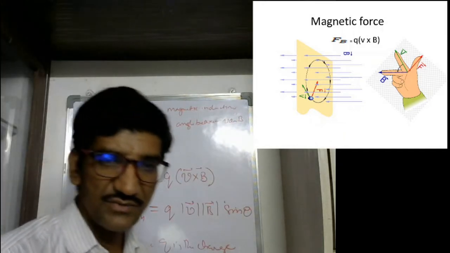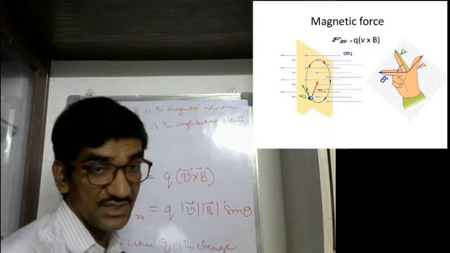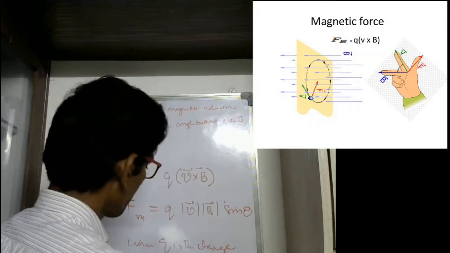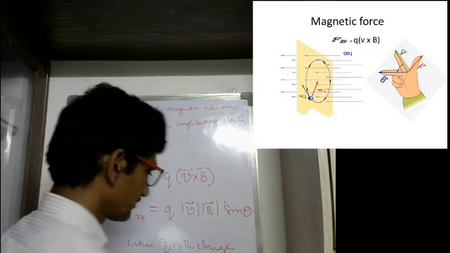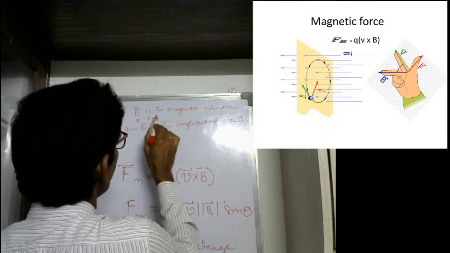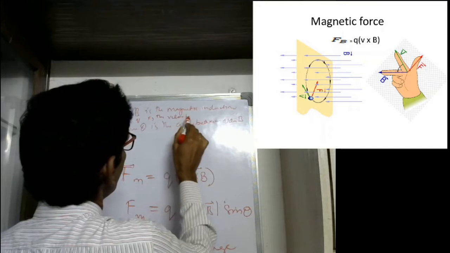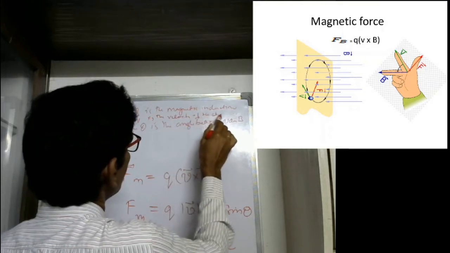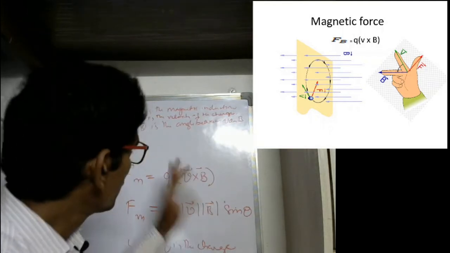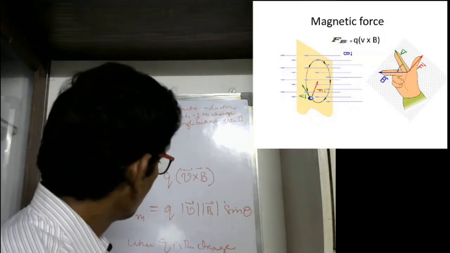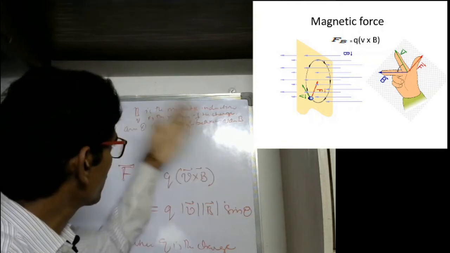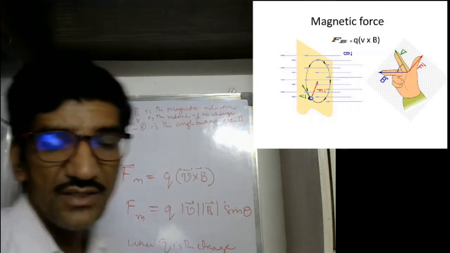What is v? The direction of the charged particle. V is the velocity. If you want, you can write here: v is the velocity of the charge. So Q is the charge, V is the velocity of the charge, B is the magnetic induction, and theta is the angle between V and B.